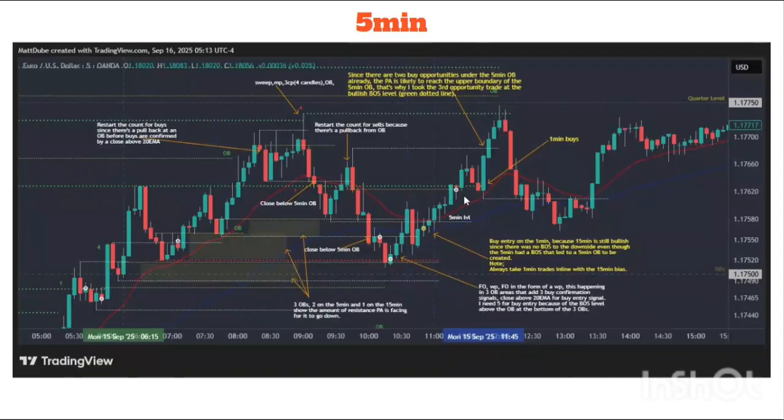I will show you an example of when we can take our trades based on the 1 minute support and resistance level. I'll do that at the end of this presentation or video. So what we have is right here.